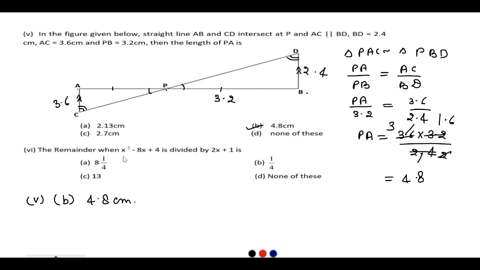Next, the remainder when x square minus 8x plus 4 is divided by 2x plus 1. Apply the remainder theorem. If 2x plus 1 is equal to 0, then 2x is equal to minus 1, means x is equal to minus half. And the remainder will be equal to, if we substitute x equal to minus half in the function.